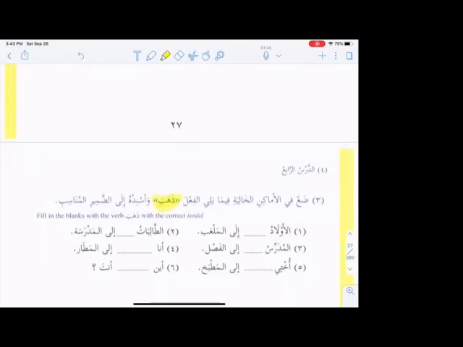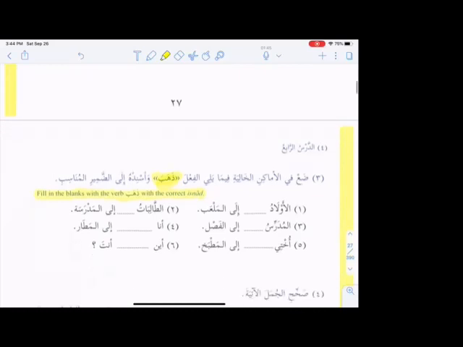Now the point is this: fill in the blanks with the verb zahaba with the correct isnad, with the correct pronouns. Isnad is pronouns. There are 14 pronouns, and we give one pronoun to the verb. So there are 14 pronouns attached to the verb.